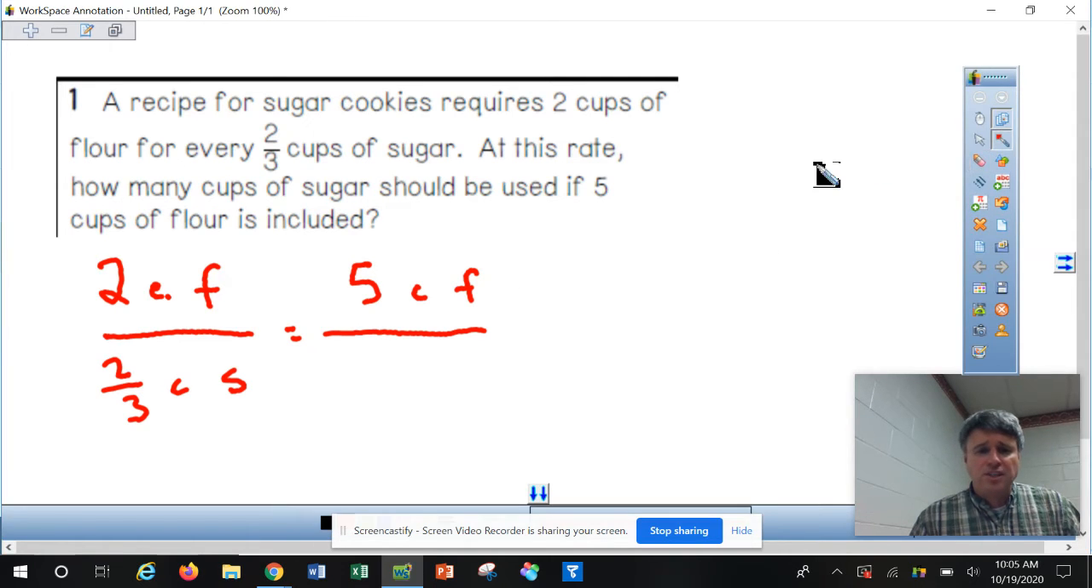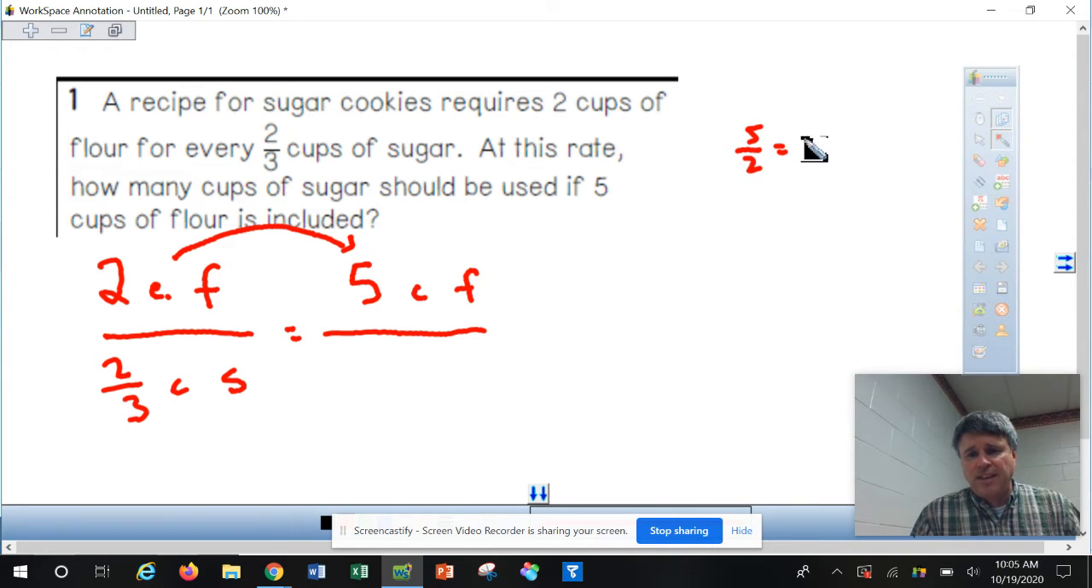So one way to do this is to think, well, look, what do I have to multiply 2 by to get 5? Well, you come over here and do 5 divided by 2. If you do that, that's 2.5. So that's just 5 halves. So if I multiply this by 5 halves or 2.5, I'd get 5.